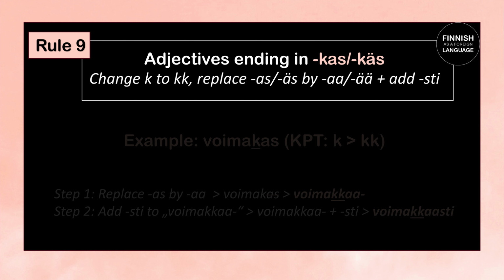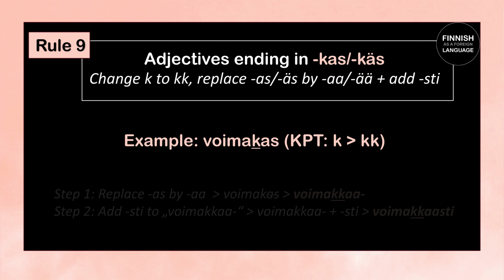Alright, next one, rule number 9. Adjectives ending in kas or kes. Due to the consonant gradation here, we have a change from K to double K. Then we replace either as or äs by a double A or a double Ä, depending on the vowel harmony. And then we add the suffix ti.